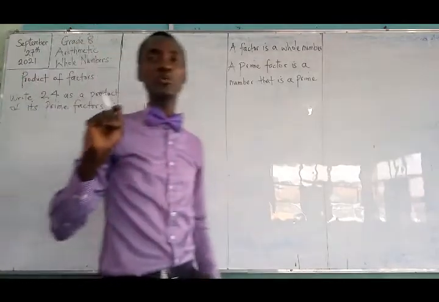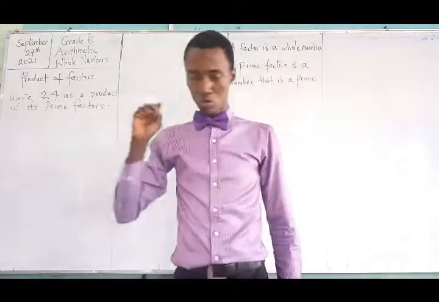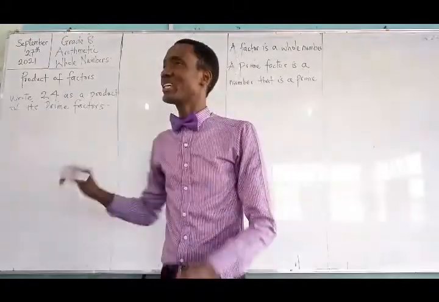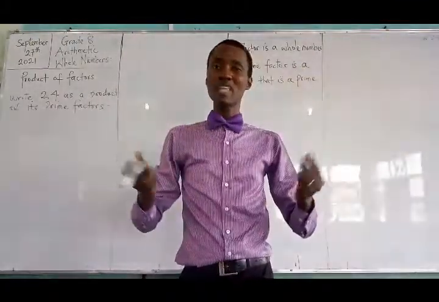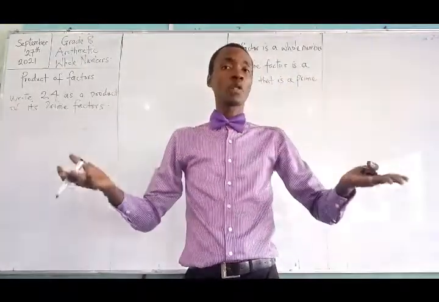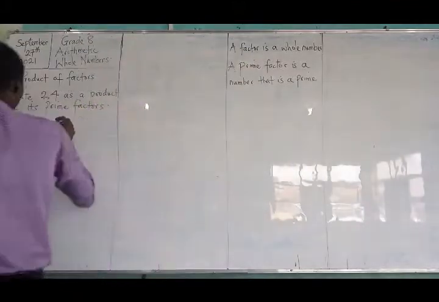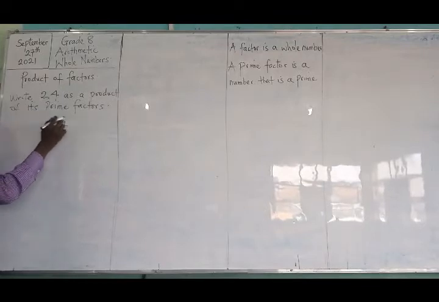Now there are two ways you can do this. There's what is called the factor tree, and there's something we call the division method. There are two methods to handle this. So I'm going to try to show you both methods, and you make your decision on which method appeals best to you. So here, using a factor tree, what can multiply to give 24?